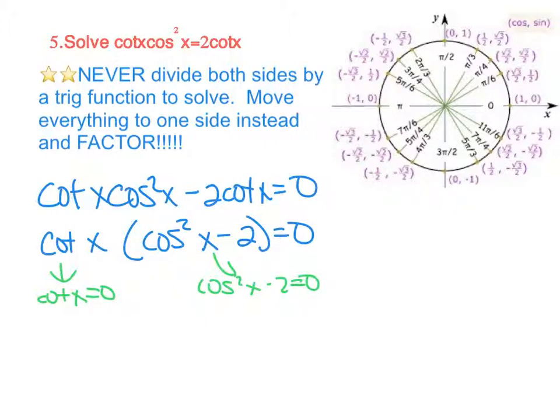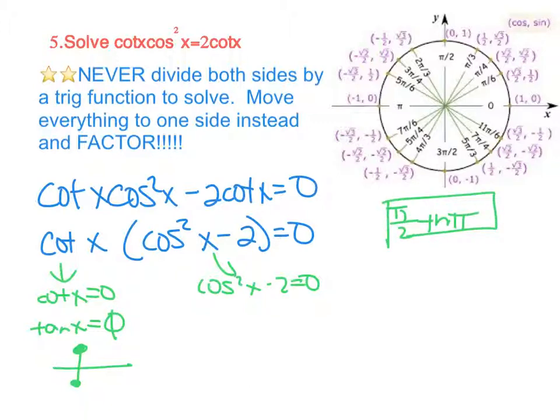So if cotangent equals 0, then that means tangent is undefined. And tangent is undefined up here and down here. And again, they're across from each other, so I can do one answer to hit both of these. So that's going to give me pi over 2 plus n pi will hit the one at the top and the one at the bottom. Because if I add a 1 here, that'll add 2 pi over 2, which will hit my 3 pi over 2.